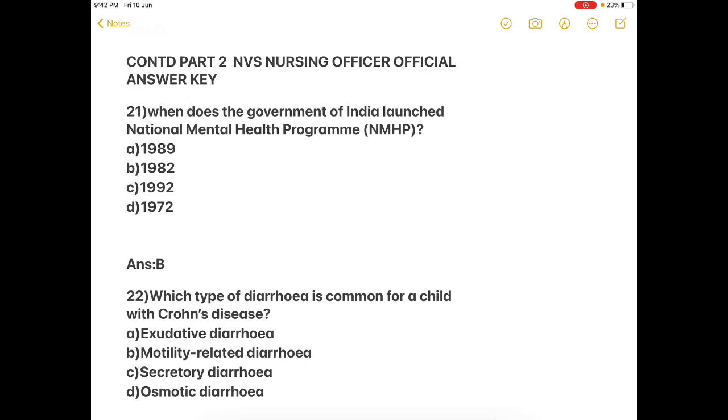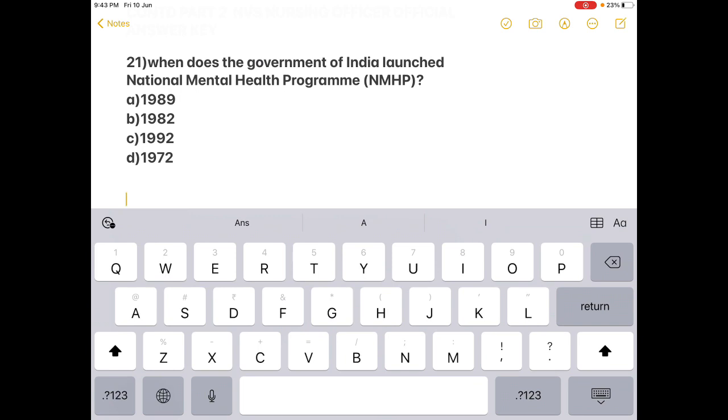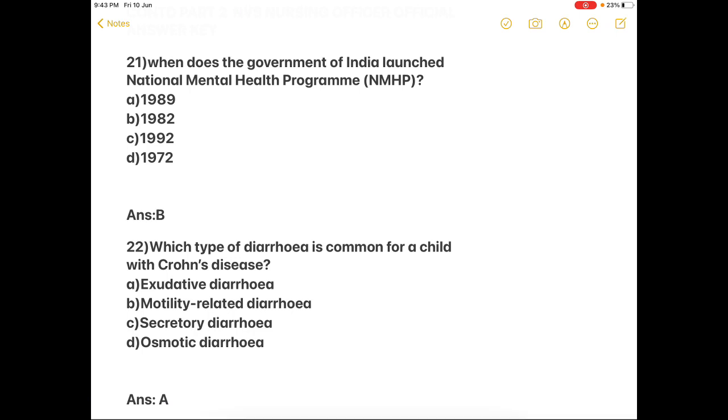When did the government of India launch the National Mental Health Program, NMHP? Option A 1989, option B 1982, option C 1992, option D 1972. The National Mental Health Program was launched in 1982. Correct answer here is B.